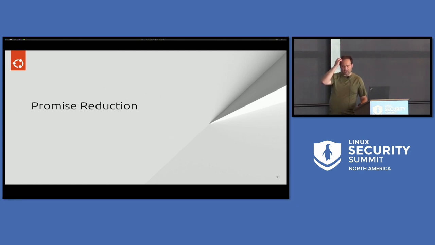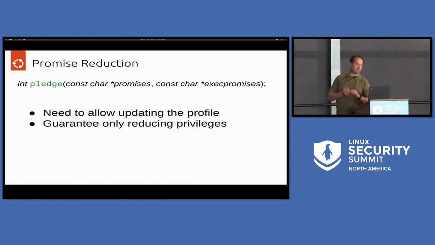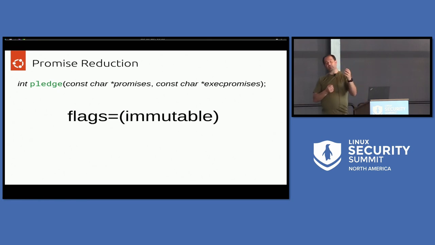Promise reduction. So we mentioned that pledge can only ever reduce, right? And we talked about how the AppArmor API allows you, until you lock it, to increase your privilege. So how do we do this? We want guarantees on the promise reduction, but we also need to allow updating, in a sense, because we want to reduce what you're allowed. To make that guarantee, we want the guarantee to come from the kernel. So how do we do this? We're not doing it through profile generation in user space. We set the immutable flag on our profile that we're putting in pledge to guarantee that you can't replace it or update it.